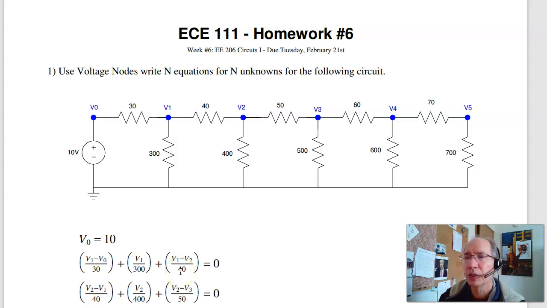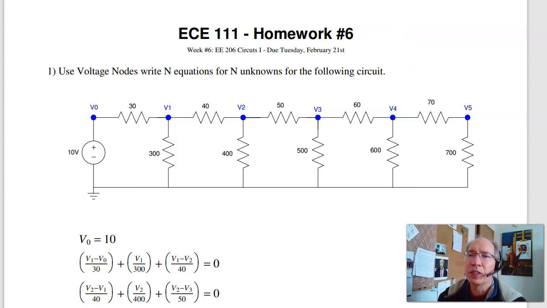Here are solutions to homework set number 6 for ECE 111. In this homework set, you're looking at solving for the voltages and currents in a circuit. And the trick used is n equations, n unknowns. If I have 6 unknowns, like in this case, if I can write 6 equations for the 6 unknowns, I can solve.